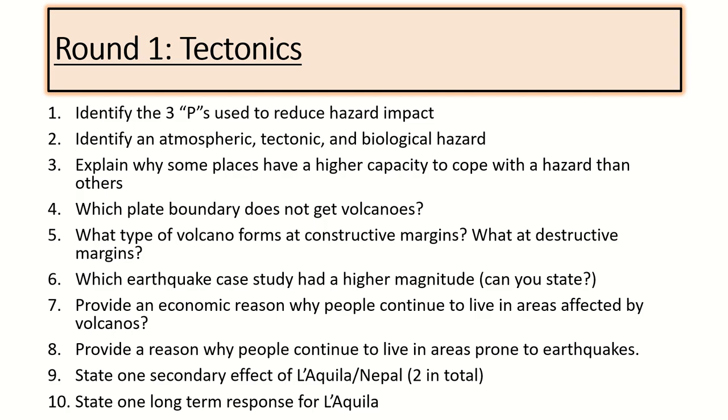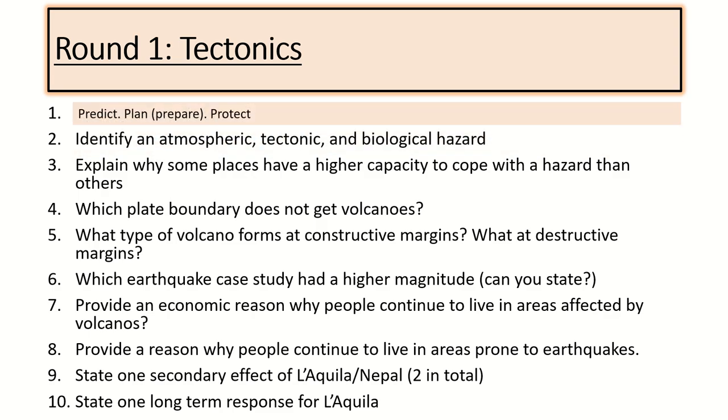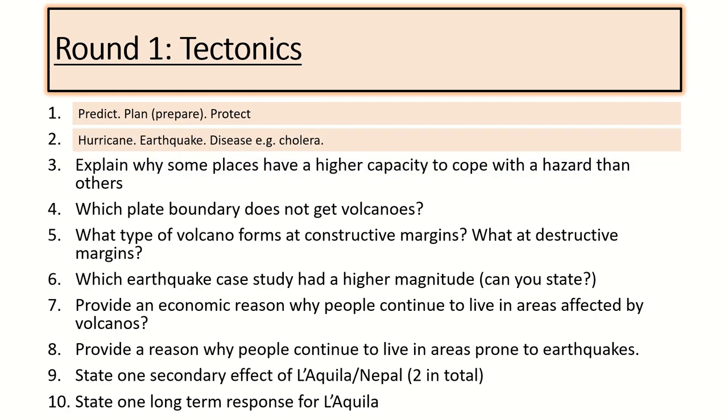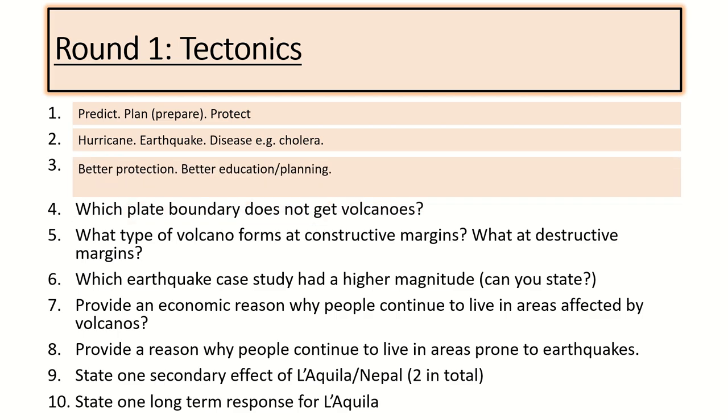So, number 1, identify the 3 P's used to reduce hazard impact. Well, predict, plan, which is prepare, and protect. An atmospheric, tectonic, and biological hazard would be hurricane, an earthquake, and disease like cholera. Some places have a higher capacity to cope because they've got better protection.